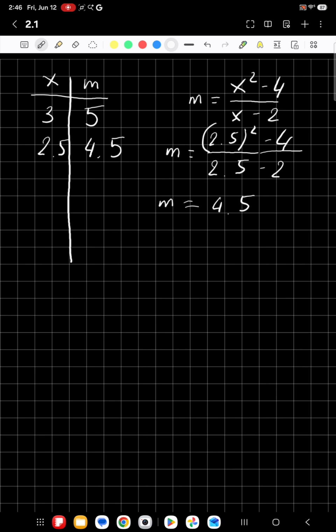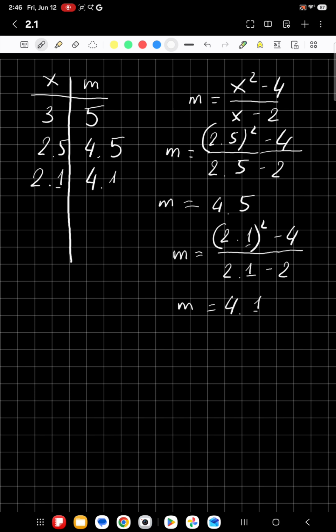All right, so let's do 2.1. Again, we calculate that slope. We have 2.1 squared minus 4, and the bottom is 2.1 minus 2. We put it in the calculator, and we get slope 4.1. We could continue with this.